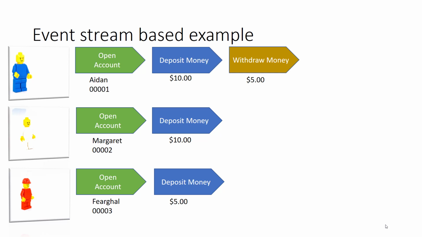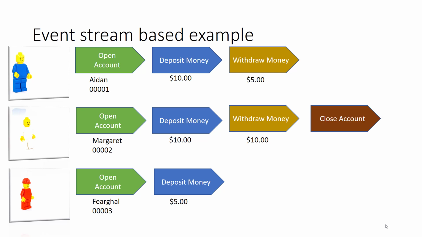Then Aidan comes along as before, withdraws $5, so we add a withdraw money event onto his stream. Margaret comes along and she's closing her account, so we put in a withdraw money event and a close account event. So at this stage you can see that what you basically have is an entire life history of your data. You can see the events that have occurred for any of the three depositors, and you can see the order in which they've occurred.